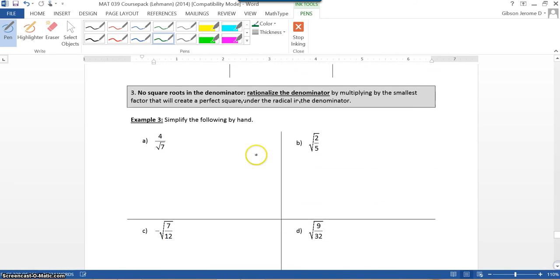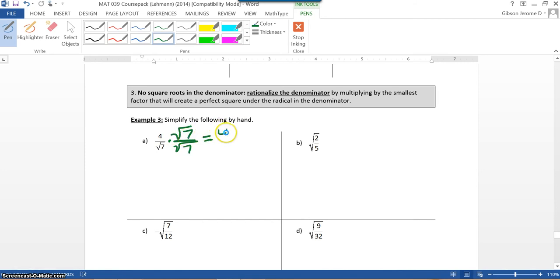Now it says, no square roots in the denominator. Rationalize the denominator by multiplying by the smallest factor that will create a perfect square under the radical in the denominator. So here we have a radical in our denominator. The only thing under the radical is our denominator here. So what we have to do is this here. What would make this square root of 7 a perfect square? Since 7 is a prime number, we will multiply our numerator and denominator by the square root of 7.